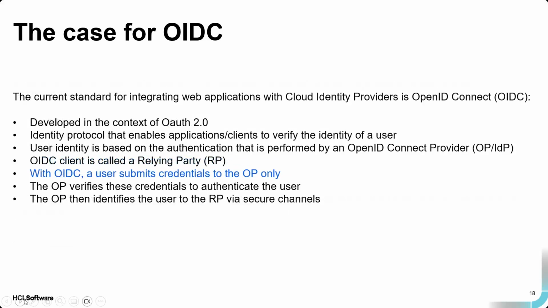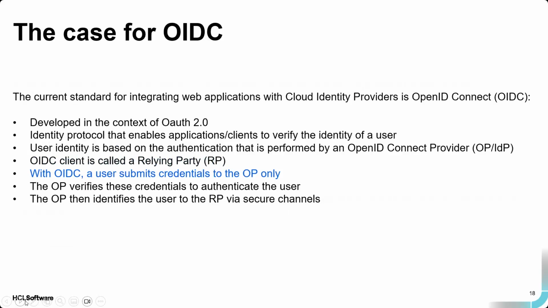So the current standard for integrating web applications with cloud identity providers is OIDC. That's short for OpenID Connect. It was developed in the context of OAuth 2.0, if anybody is familiar with that. It is an identity protocol that enables applications, which in this context are called clients, to verify the identity of a user.